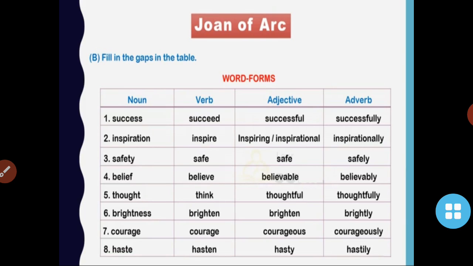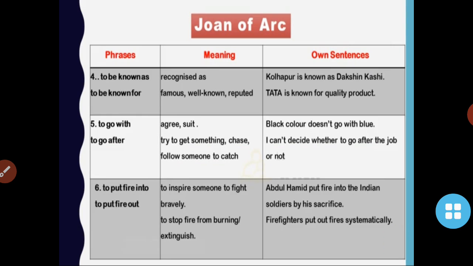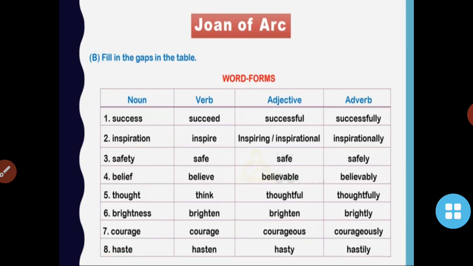Now the last one is given. Fill the gaps in the table: noun, verb, adjective and adverb. I have already answered this. Success is a noun, succeed is a verb, the adjective is successful, and the adverb is successfully. Like that, 8 nouns, 8 verbs, 8 adjectives and 8 adverbs are given, so you can note down the word forms.